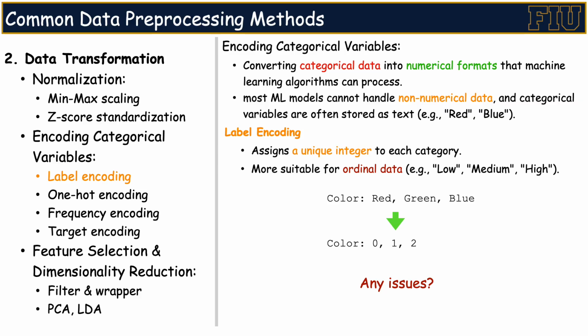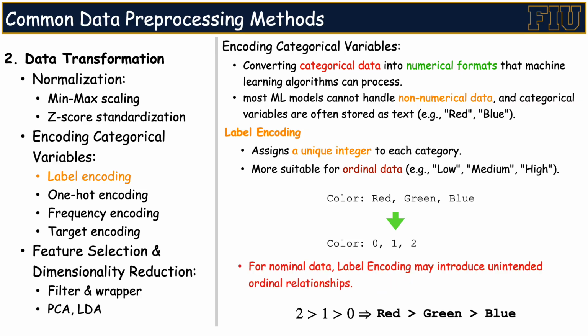If we simply use 0, 1, and 2 for red, green, and blue, respectively, we might run into some problems. For instance, assigning these numbers suggests that there's an inherent order or distance between the colors. The model might mistakenly assume that the difference between red 0 and green 1 is meaningful, or that green is somehow closer to red than blue 2 is. But colors like red, green, and blue don't have a natural order, so this could lead to misleading results during training. The problem is that for nominal data, label encoding can unintentionally create an order where none exists.